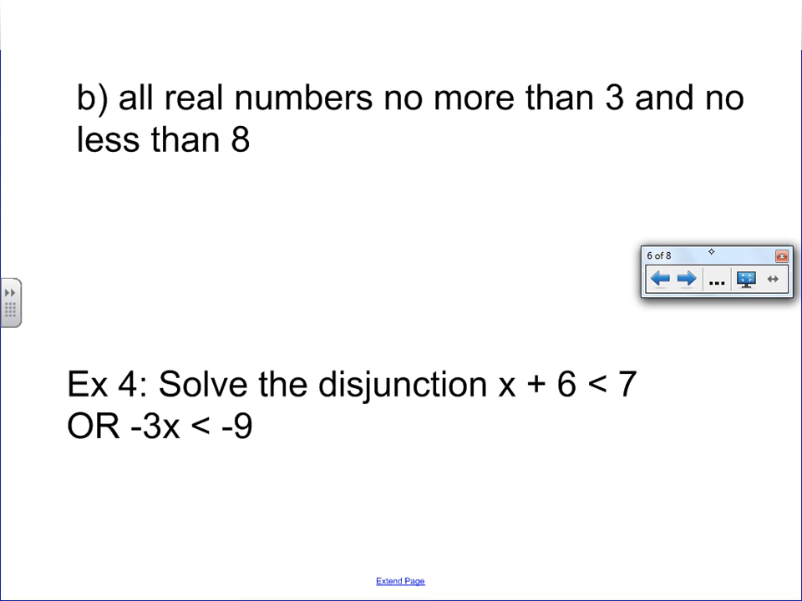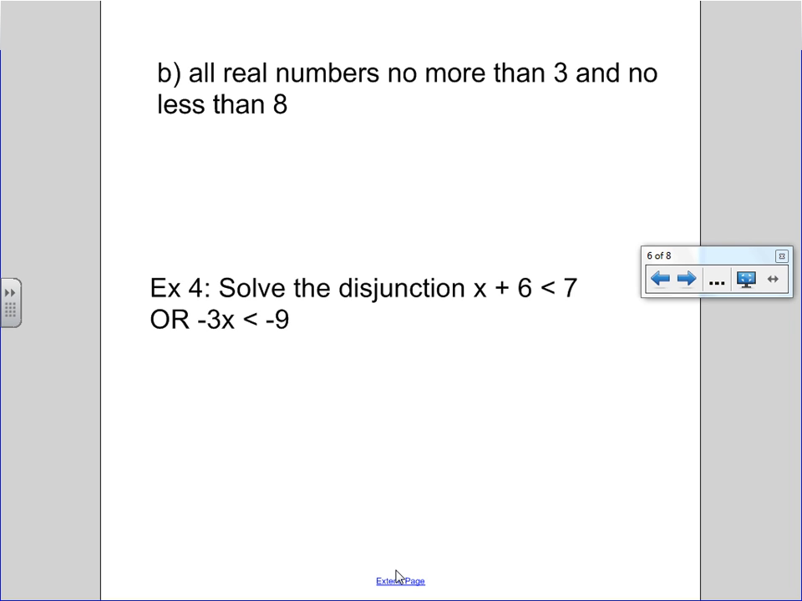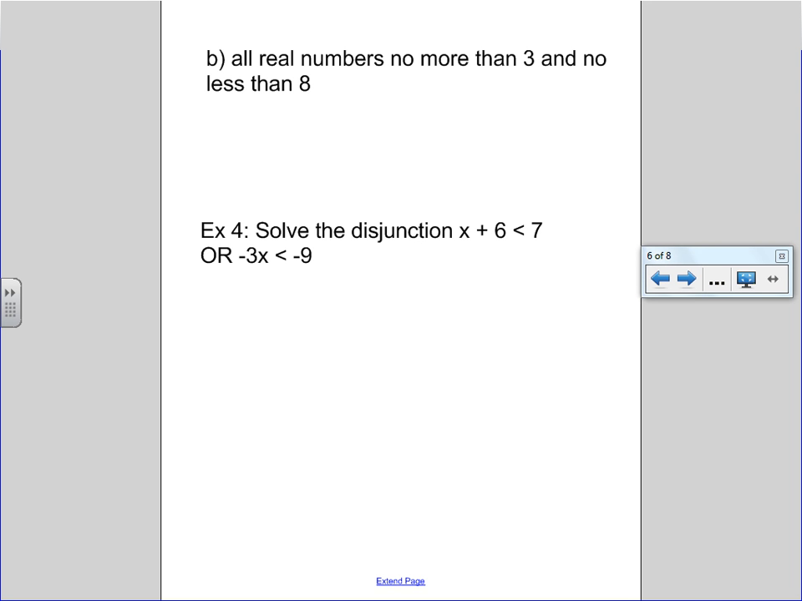Okay. Example 4 says solve the disjunction x plus 6 is less than 7 or negative 3x is less than -9. I'm going to solve each of these separately. So I have x plus 6 is less than 7 or negative 3x is less than -9.